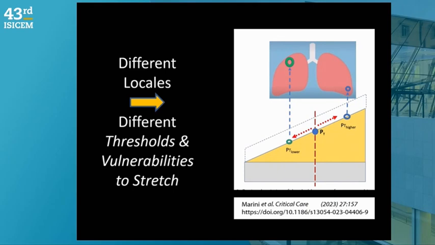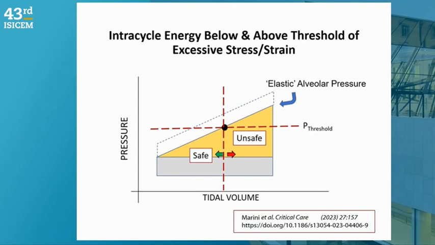The point here is not the numerics of what I'm talking about, but that different locales in the same lung have different thresholds and vulnerabilities to stretch. That's not talking about the amplifiers of stretch, which occur in the dependent areas, which I don't have time to talk about today. Again, let's look at our pressure versus tidal volume relationship here. Volume on the horizontal axis, pressure on the vertical axis. And we're looking at elastic pressures here because this flow resistive pressure is probably not numerically related to the energy that we're worried about.